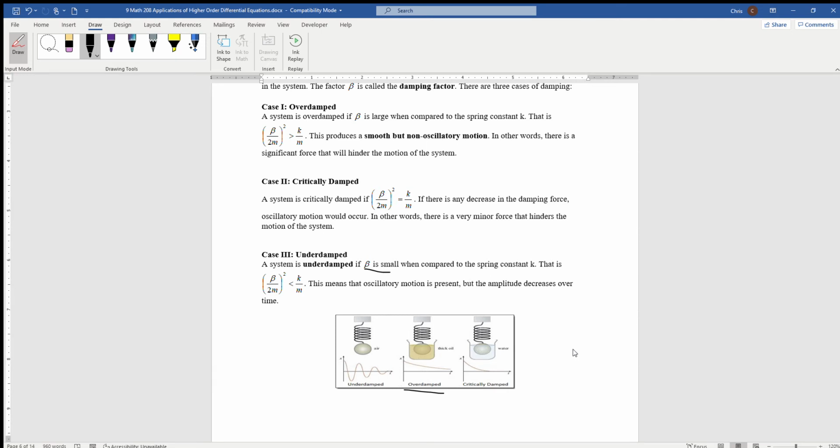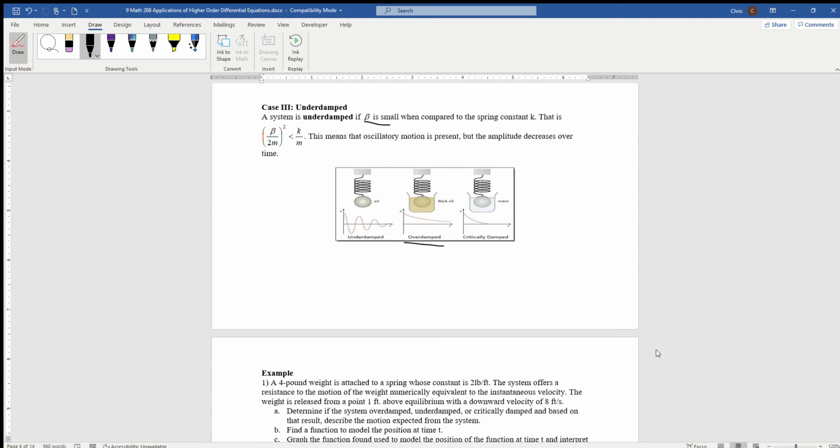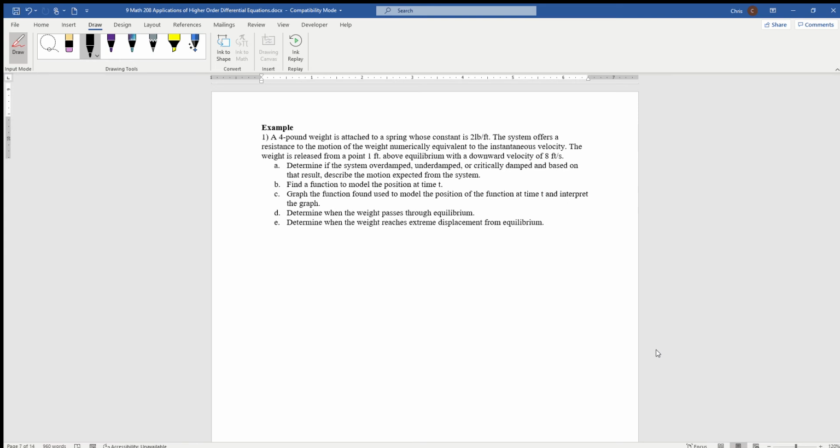We're going to take a look at a couple examples of where we would see this sort of thing. Let's start with a pretty generic example. We have a system with a 4-pound weight attached to a spring whose constant is 2 pounds per foot. The system offers resistance to the motion of the weight numerically equivalent to the instantaneous velocity. That's a new thing we haven't seen in the first two problems. The weight's released from a point 1 foot above equilibrium, with a downward velocity of 8 feet per second.